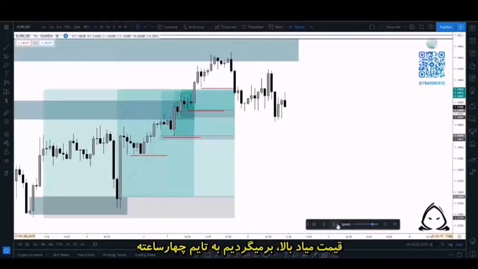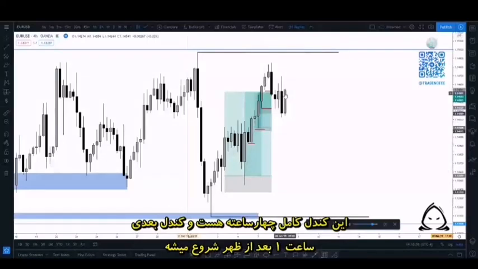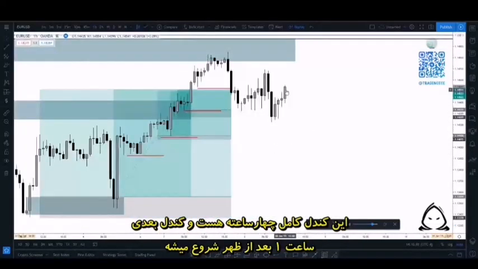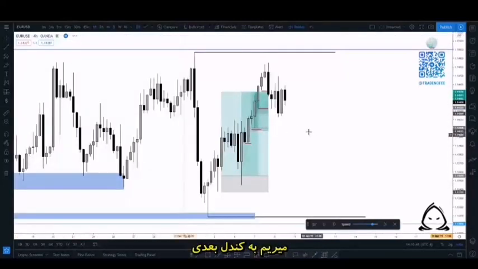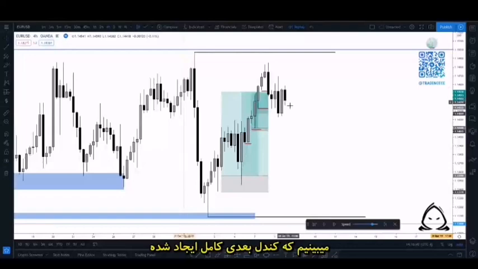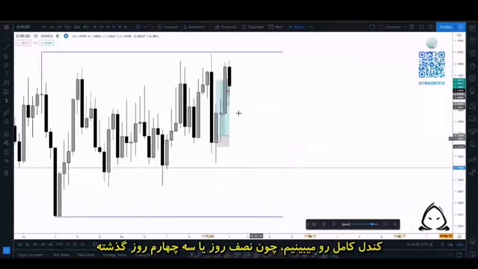So we'll see the price will push up. We'll go back to the 4-hour, and we can see there's the full 4-hour that would end, and the new candle would start at 1 p.m. So if we go to the next candle, we are now into the first hour of the next 4-hour candle. So we go to the next candle, we can see that the full candle has printed. And again, if we go to the daily, we'll see the full daily candle because we were only halfway or 3/4 of the way through the day.